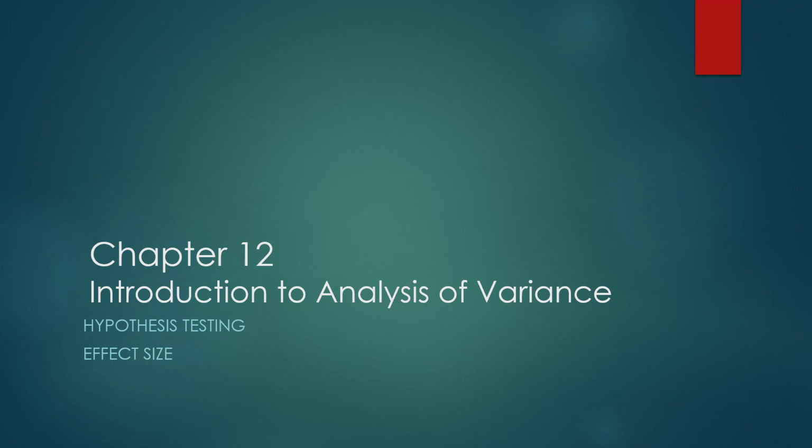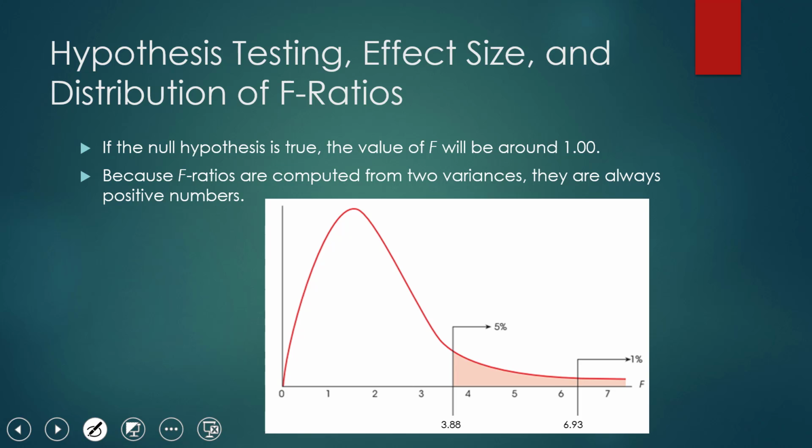In this video, we're going to discuss how to interpret the F ratio, a little bit about hypothesis testing, and then also how do we measure effect size with the analysis of variance. So if the null hypothesis is true, the F value will be around 1. So let's think about that F ratio.